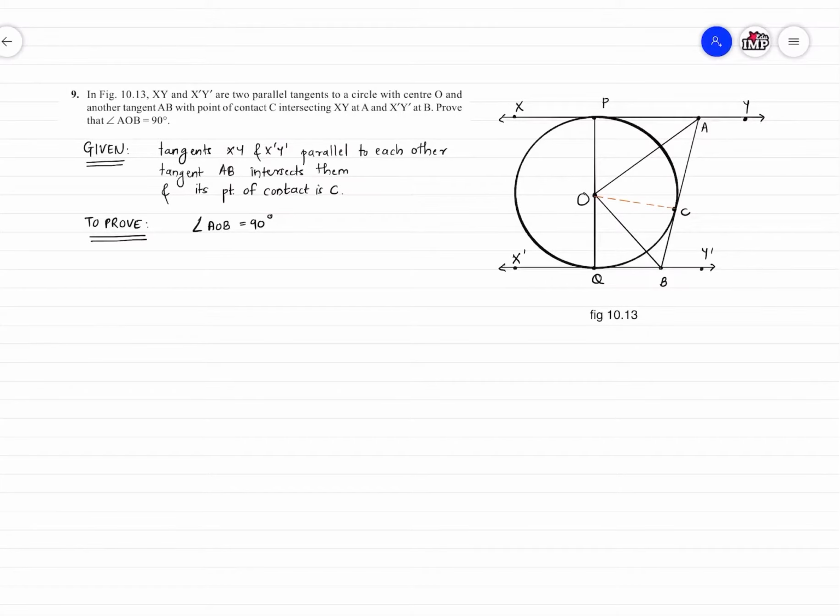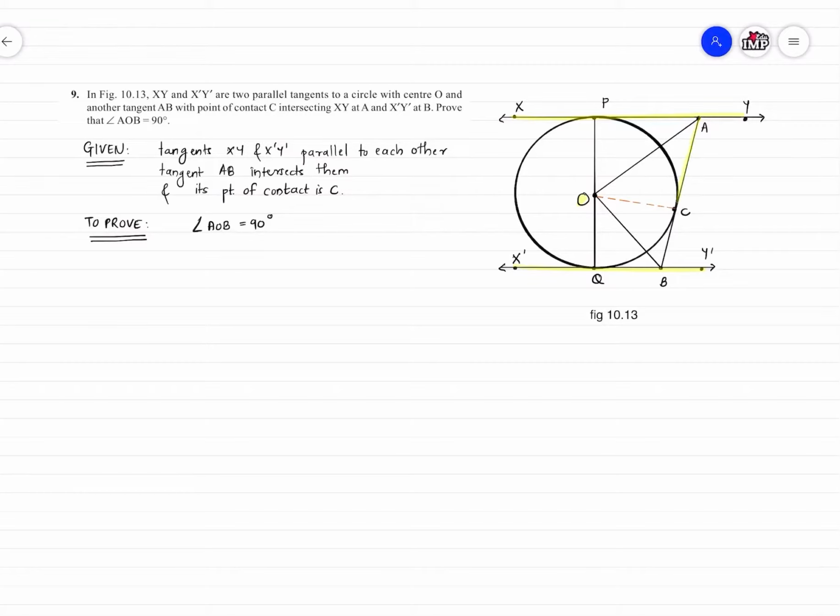In this video, we're looking at problem sum 9 from exercise 10.2 from the chapter Circles. Let's begin with the problem statement. In figure 10.13, XY and X'Y' are two parallel tangents to a circle with center O. So, XY and X'Y' are parallel to each other and tangents to the circle with center O, and another tangent AB with point of contact C.